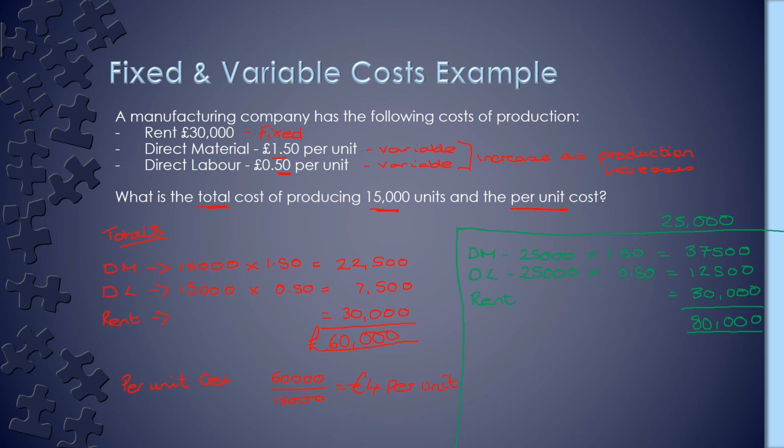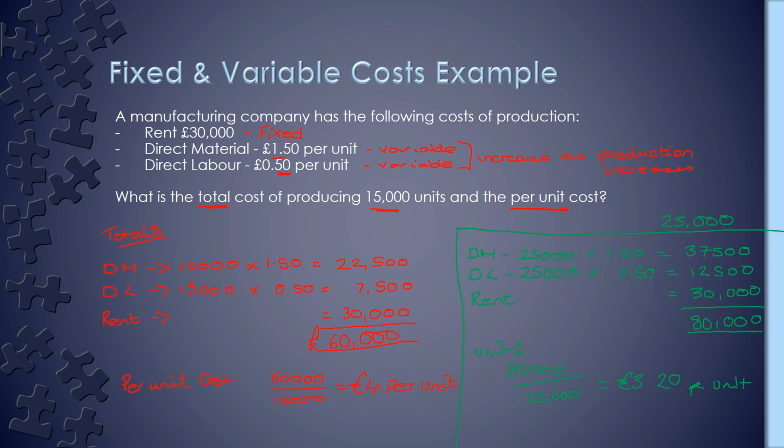So now you can see how the unit cost is going to be affected, because if you do 80,000 divided by your new production quantity, your 25,000, that comes out at £3.20 per unit. And that's because your rent is being spread across a lot more units.